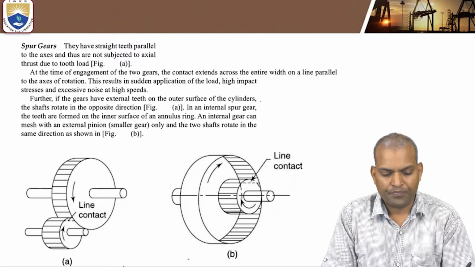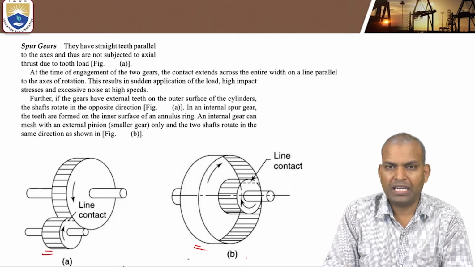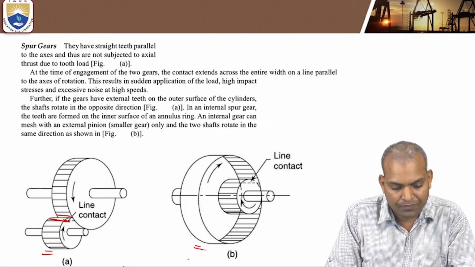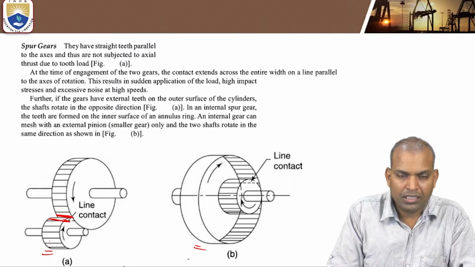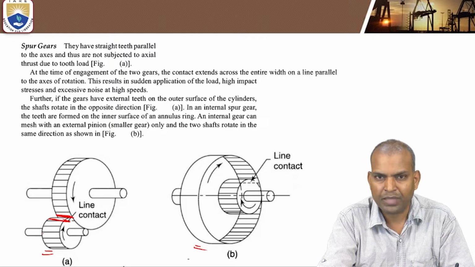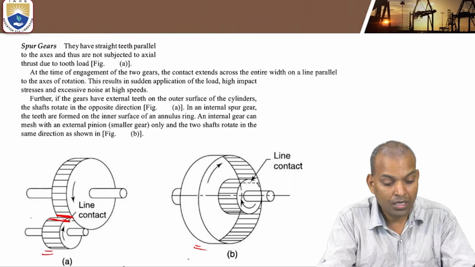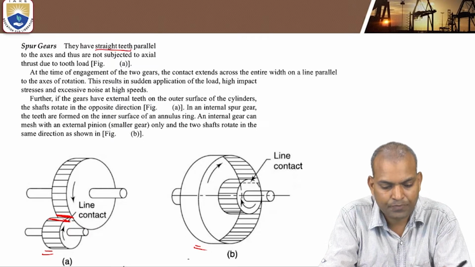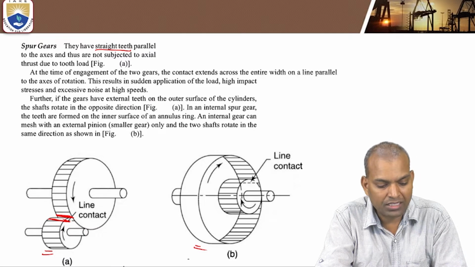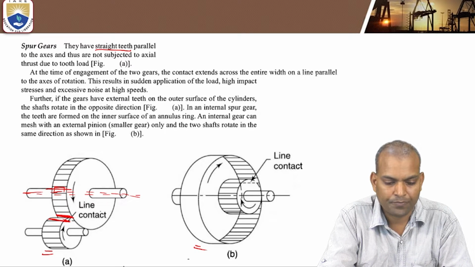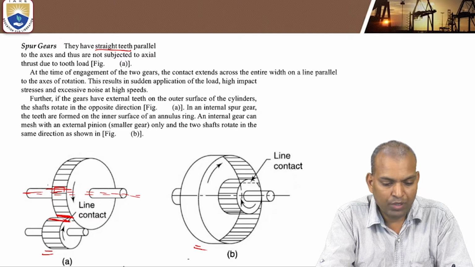Okay, let us look here. There are figure A and figure B. In figure A, it is external contact, and the line of contact is a line. Here the direction of rotation of one wheel is opposite to the direction of rotation of the other wheel. These wheels have straight teeth, parallel to the axis of the wheel or the axis of the shaft.